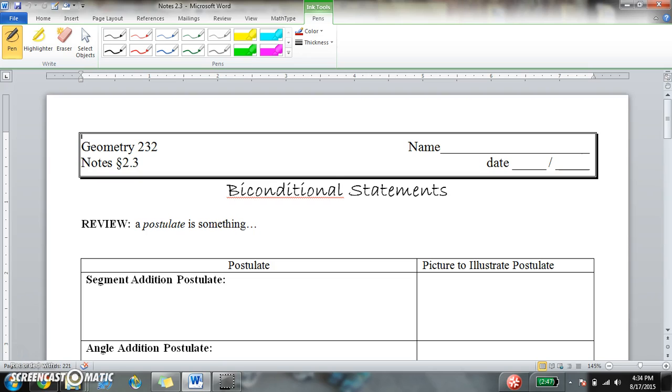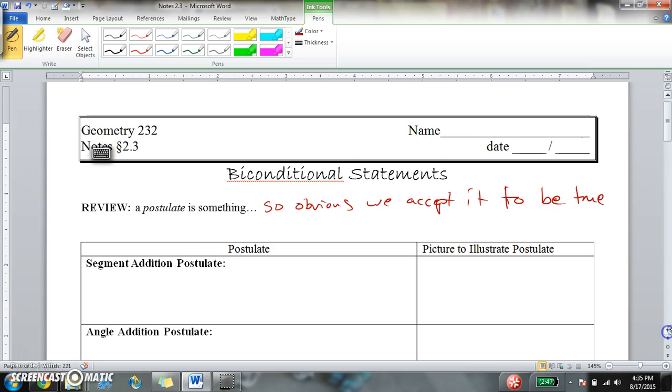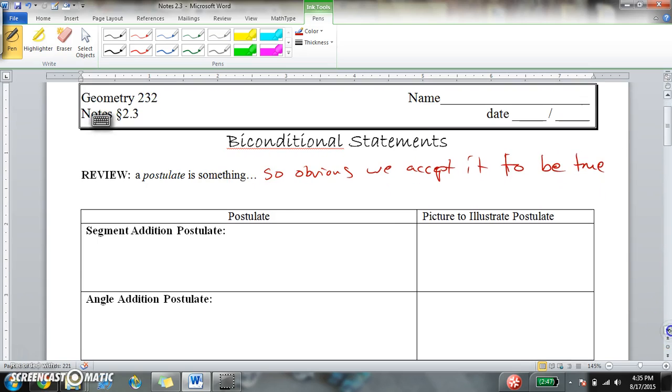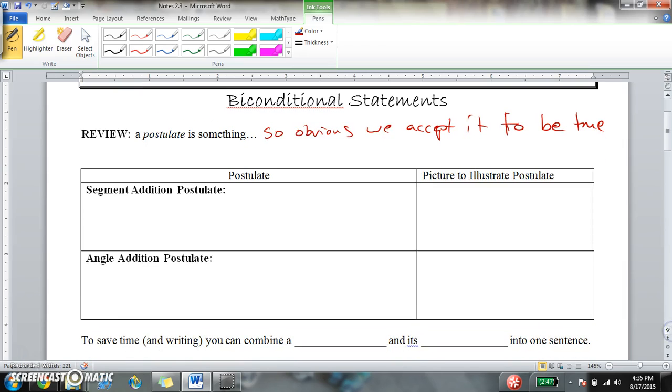So, to review, first, a postulate is something we've talked about before. A postulate is something so obvious we accept it to be true. Okay? So we had two major postulates that we've talked about before.